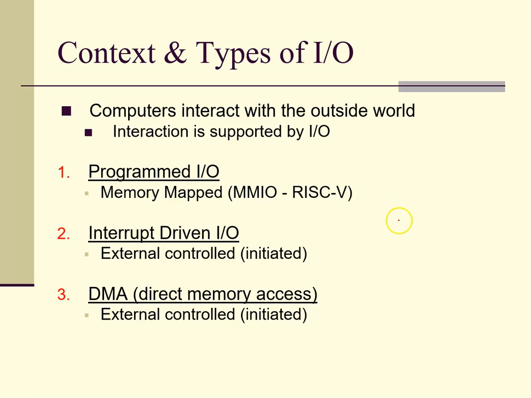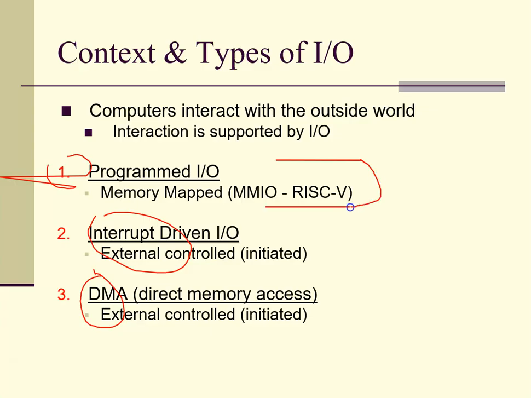So there are 3 types of I/O, and we've been using programmed I/O, which means we're using the memory mapped instructions to input data and output data. There's also interrupt-driven I/O, which is what we're going to talk about today, and then later you'll see that there's also direct memory access. So the notion is that programmed I/O is completely under program control.